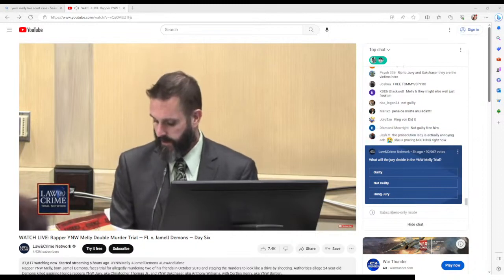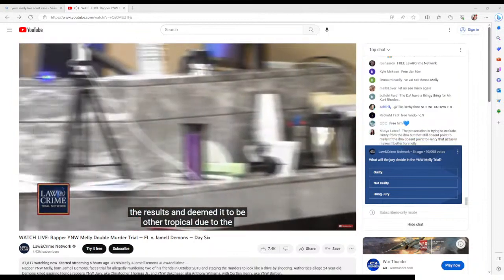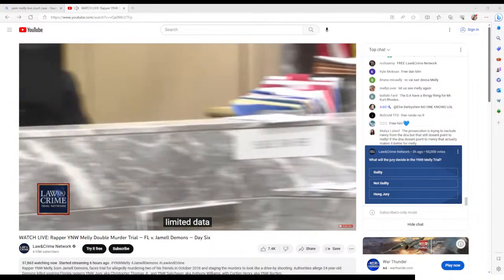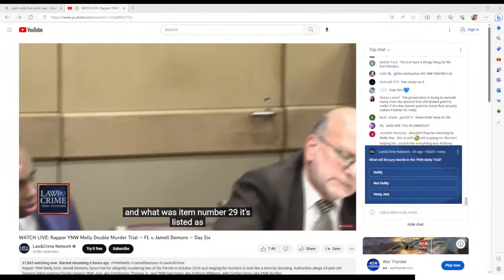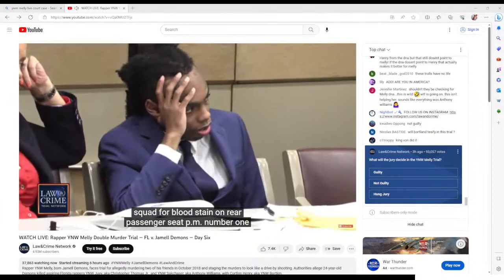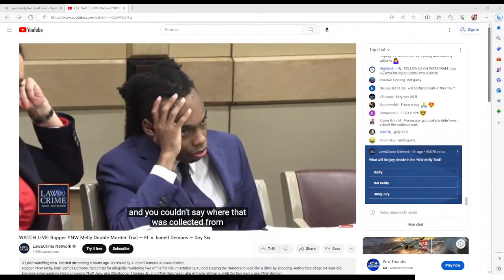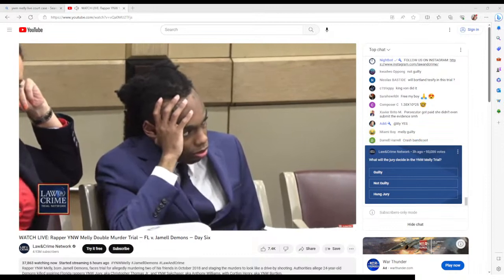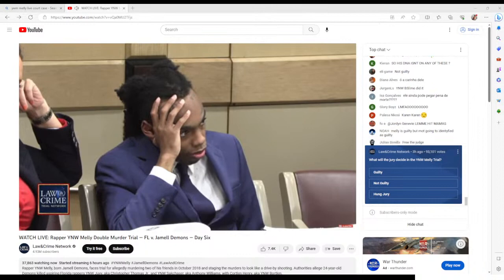I analyzed the results and deemed it to be uninterpretable due to limited data. And what was item number 29? It's listed as swab from bloodstain on rear passenger seat, PM number 1. And you couldn't say where that was collected from. I can. Going on to your next report, I'm talking about the MVAC filter.